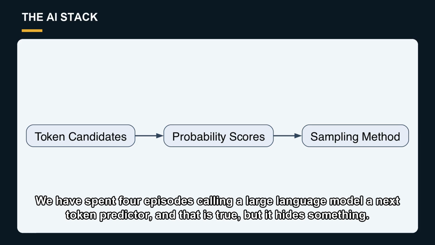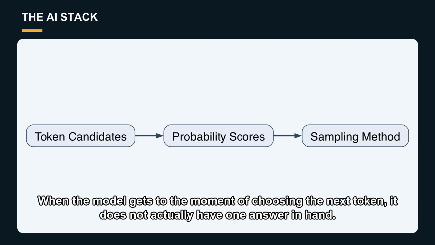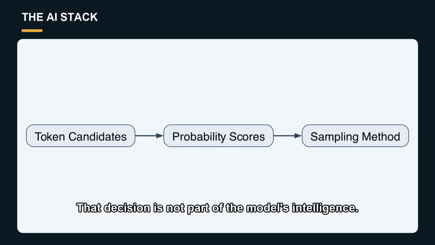We have spent 4 episodes calling a large language model a next token predictor, and that is true, but it hides something. When the model gets to the moment of choosing the next token, it does not actually have one answer in hand. It has thousands of candidates, each with a different probability, and somebody has to decide which one to pick. That decision is not part of the model's intelligence.